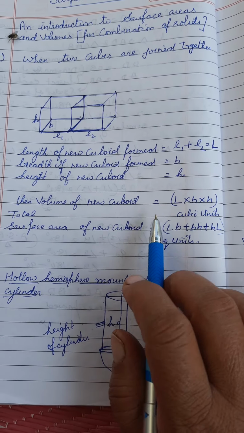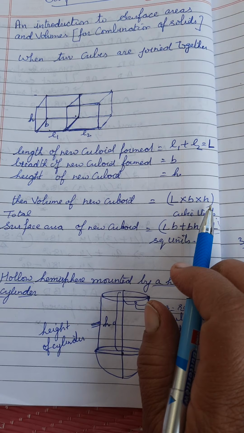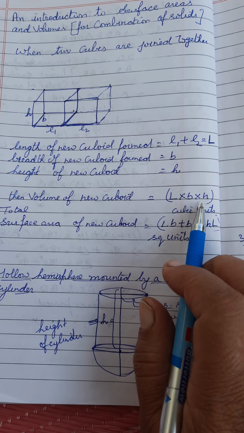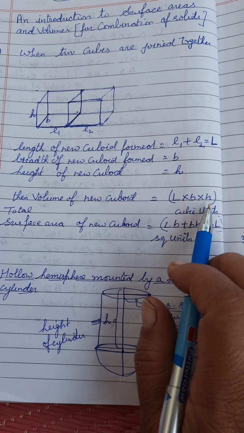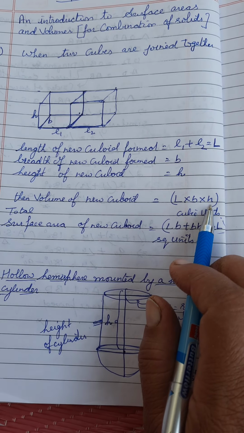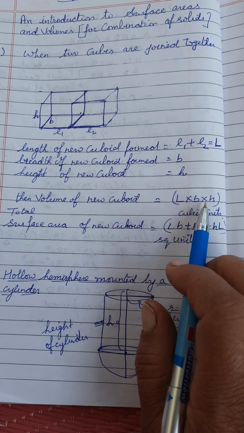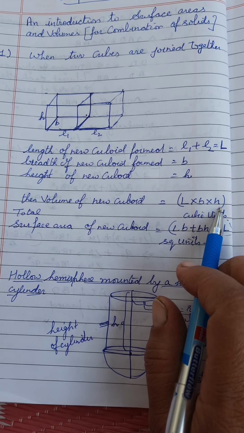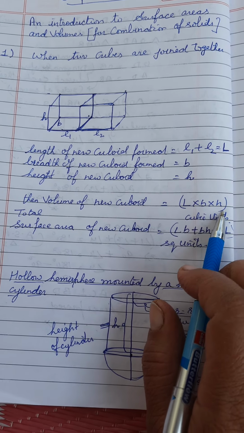Then the volume of the new cuboid is L into B into H. Now here B and H are equal because previously it was a cube. There is no change in the breadth and no change in the height of the cube. Then we can use here H also, L into H into H or L into B into H.